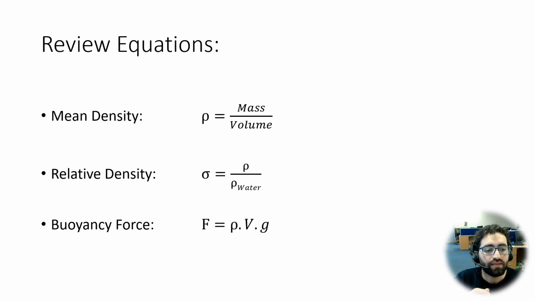And the second equation is the relative density, that is the density of our material over a reference density. In most of our questions the reference material is water, whose density is equal to 1000 kilogram per meter cube.